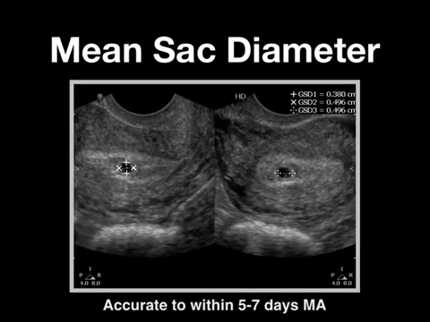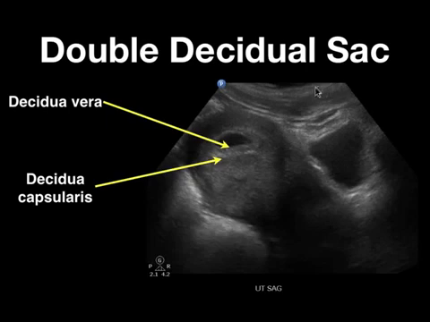When you see what you suspect is an intradecidual sac, you can take measurements of it to obtain a mean sac diameter. This has been found to be accurate to within 5 to 7 days menstrual age. However, it's important to understand you can do mean sac diameter measurements of a Nabothian cyst, of a decidual cyst, or any other structure that you want. So just because somebody tells you, I measured a sac and it's 5 weeks, 5 days, does not mean that it's definitively an IUP. Briefly mention here the double decidual sac sign.